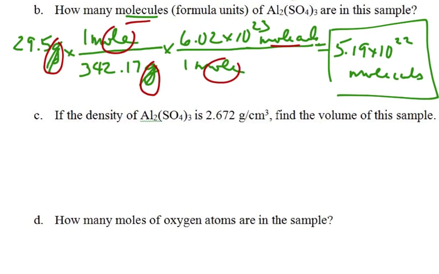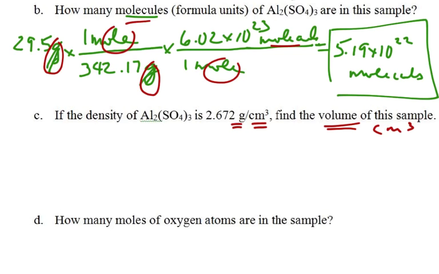Now the next piece says if the density of aluminum sulfate is 2.672 grams per cubic centimeter. So again, there are some units. I want to find the volume. Okay, well, what's the volume? The volume could be liters. In this case, the volume is going to be cubic centimeters.